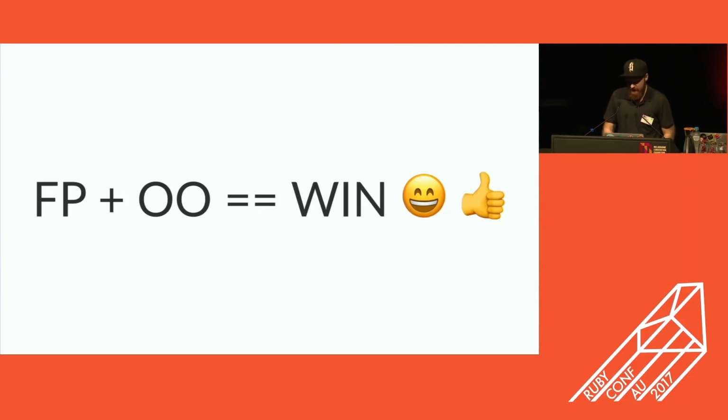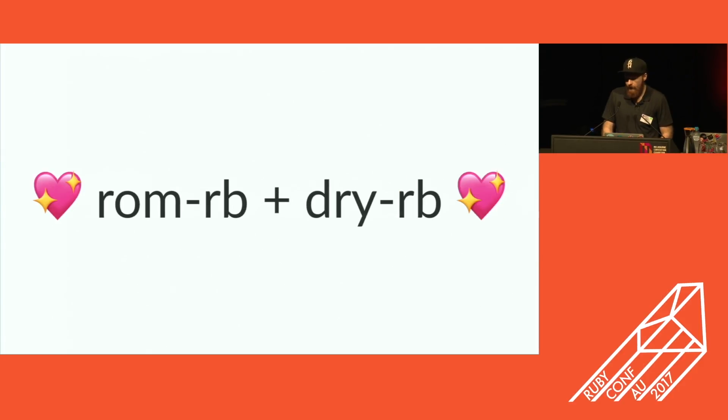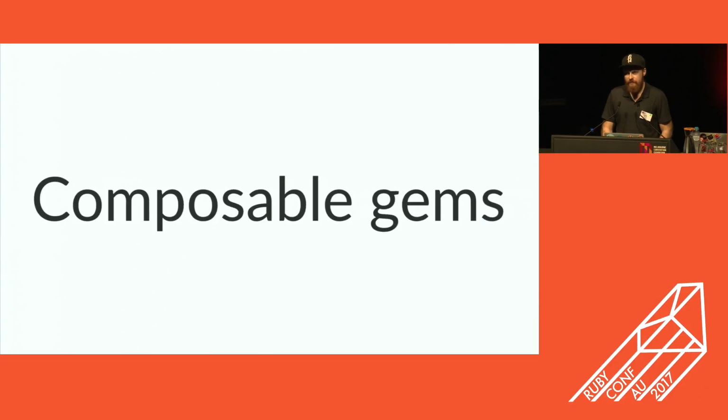Now, at the end of the day, blending functional programming with object orientation turned out to be a really big win for this project. It was such a big win that eventually we adopted a bunch of functional techniques and some principles in other projects. And that's how rom-rb was born. And this design and some of the principles that we have when building gems makes it really easy to achieve composable gems.